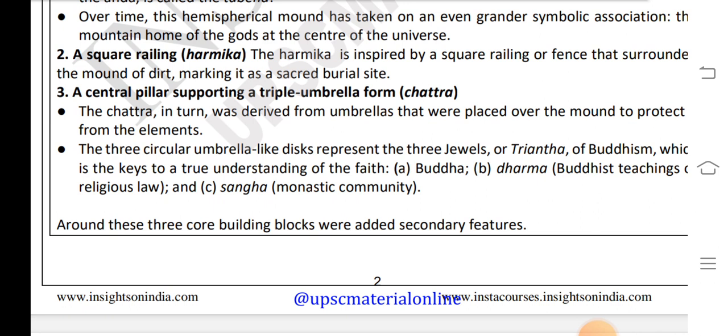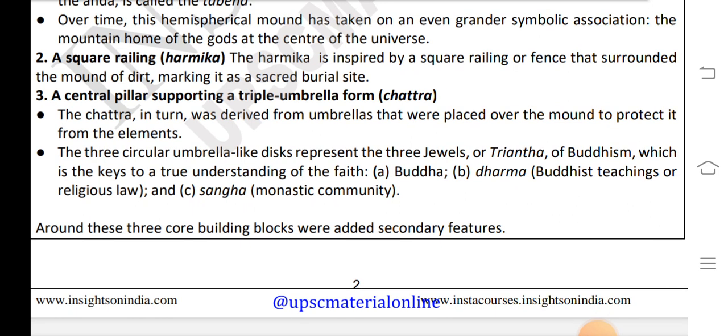Additional details. The hemispheric mount and Anda. The Anda, or dome, was the mount of dirt that was used to cover the Buddha's remains, and the earlier stupas contained actual relics of the Buddha, the relics in a chamber buried deep inside. The Anda is called the Garbha. Over time, the hemispherical mount has taken on even grander and symbolic associations.